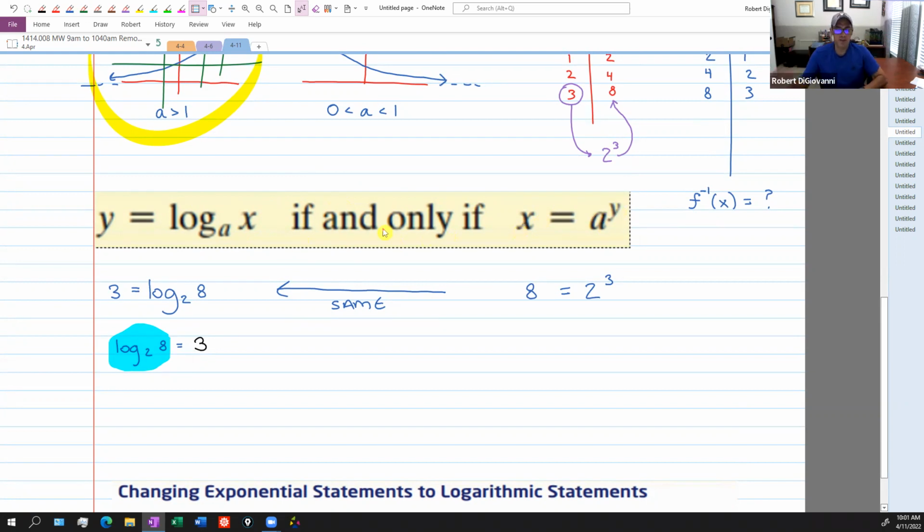See, this is an equivalence statement. If you write log base a of x equals y, then what you mean is this. All right? It's weird. Okay?